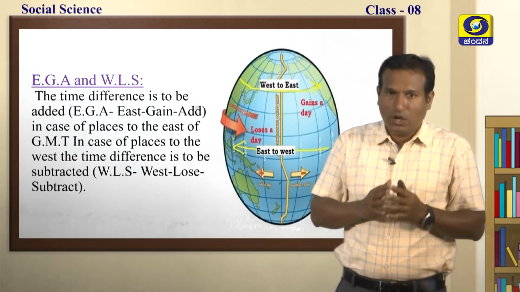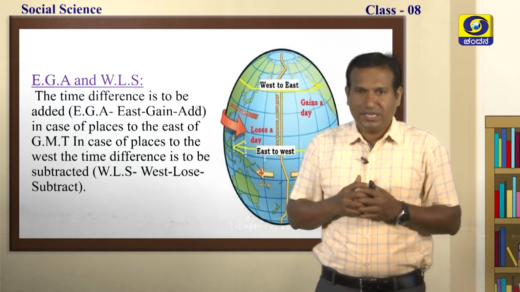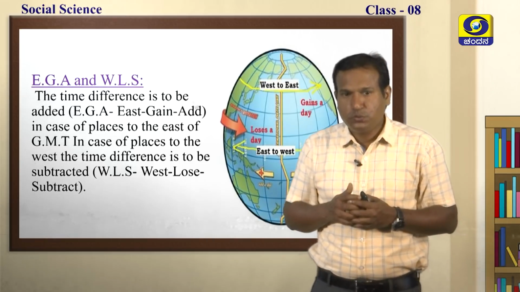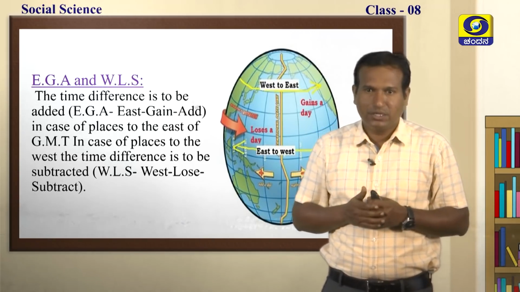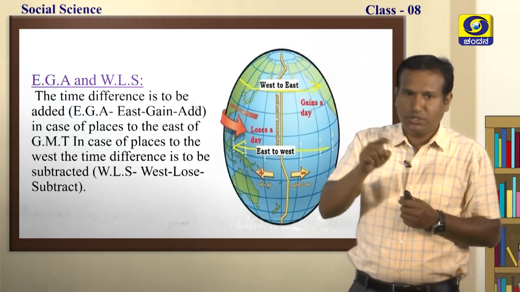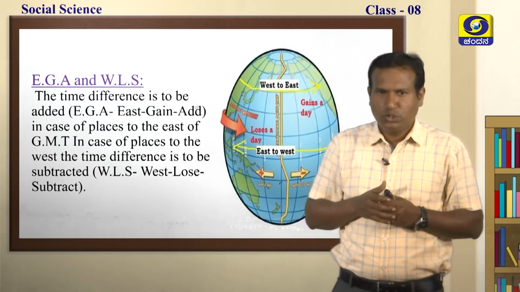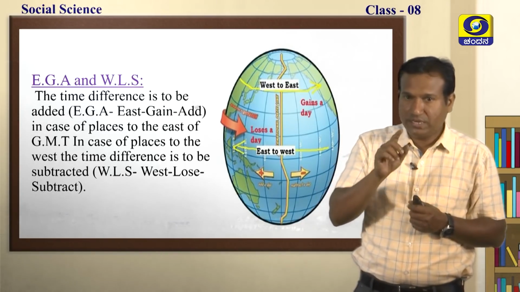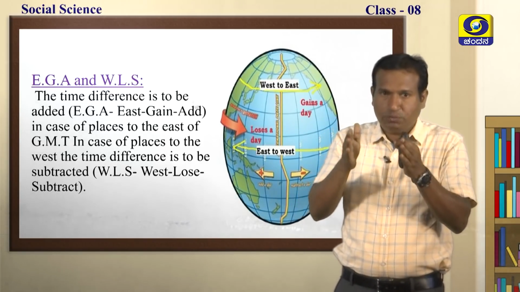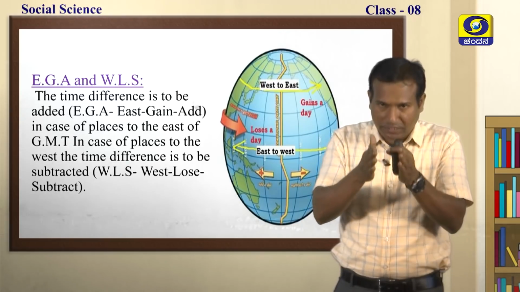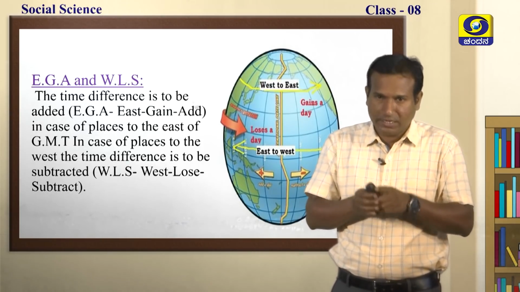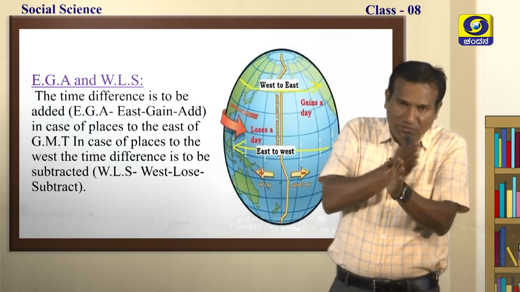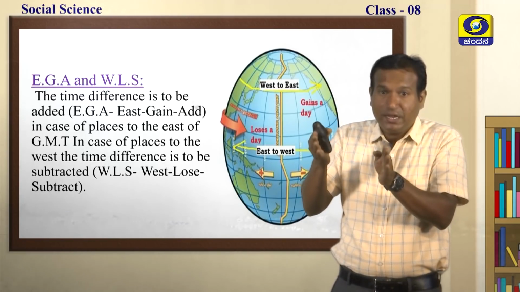How will you gain a day, and how will you lose a day? Here we use EGA, East Gain Add, and WLS, West Lose Subtract. There are two phrases we are using: East Gain Add, and West Lose Subtract. What do they mean? Listen very carefully. The time difference is to be added. For example, you are west of the line, and you are moving toward the east. If you are going to cross the line, a day is to be added.